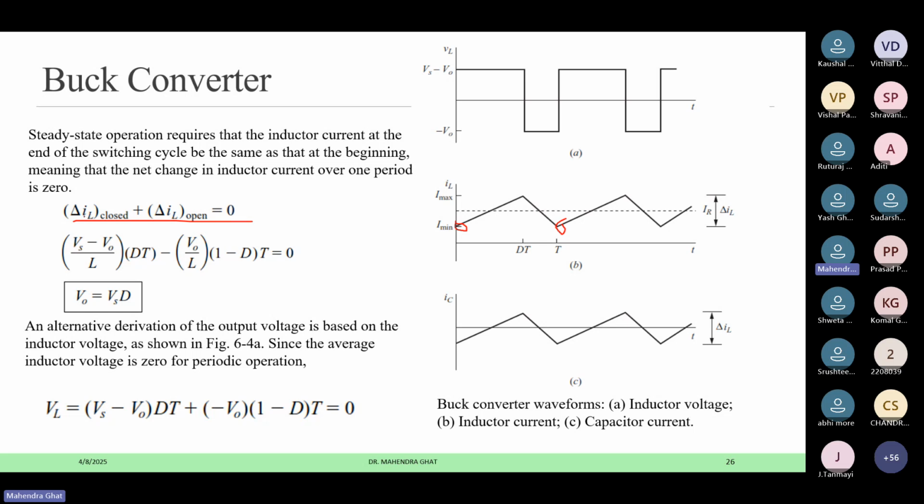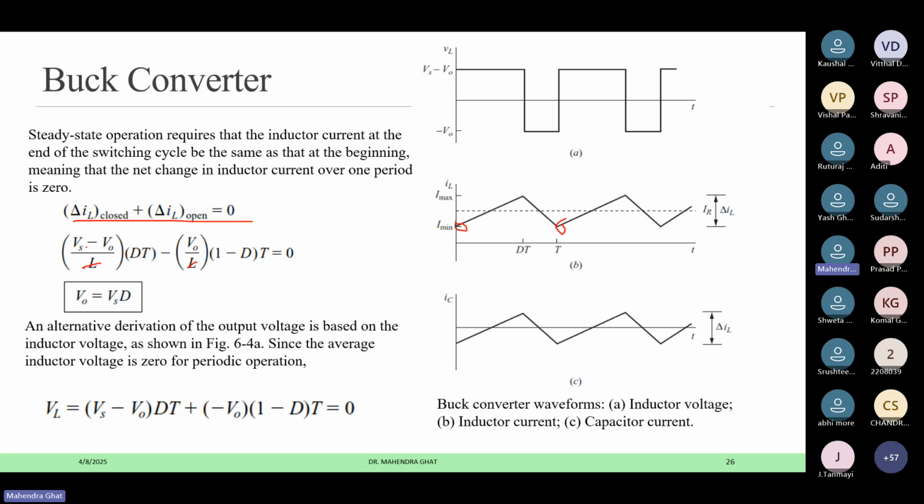So I use delta IL close plus delta IL open is equal to 0, and whatever equations we got, if I put them in here: for delta IL close, I got (Vs minus Vo) by L into dT, and for delta IL open, minus Vo by L into (1 minus d) into T, is equal to 0. Now if you simplify this equation, the L is already getting cancelled.